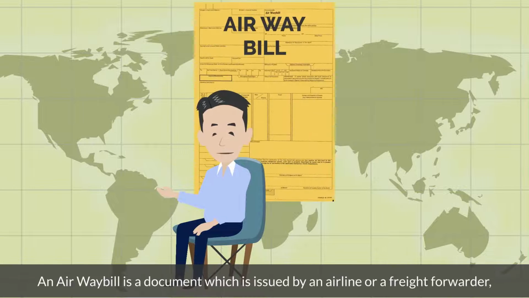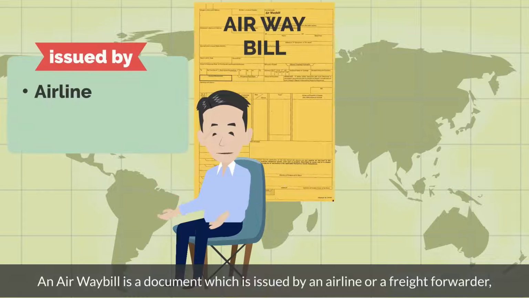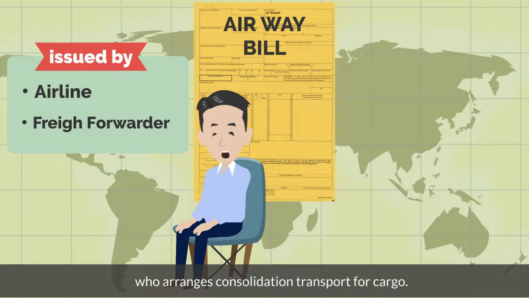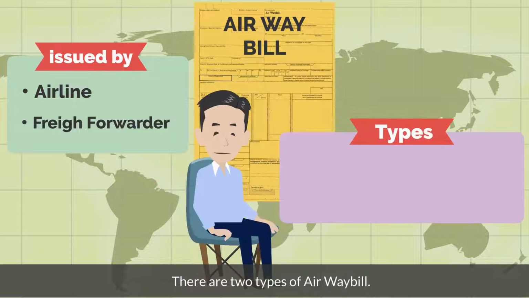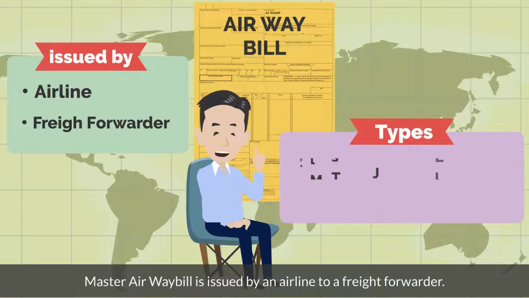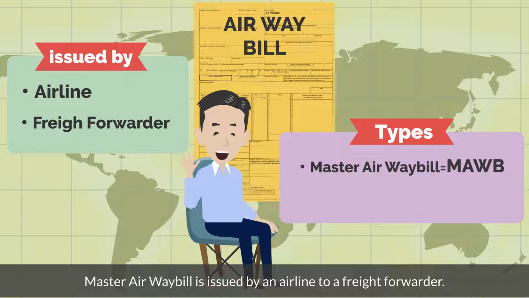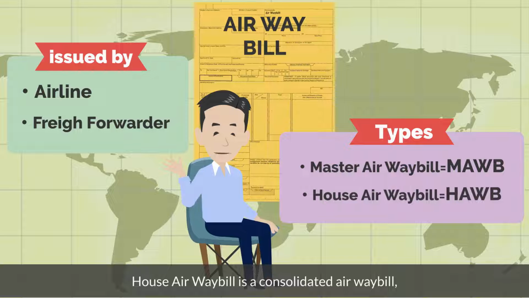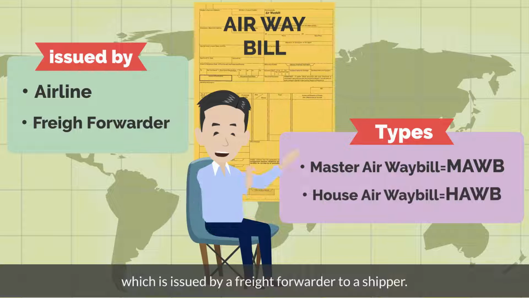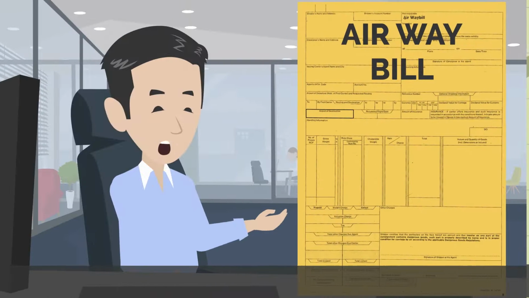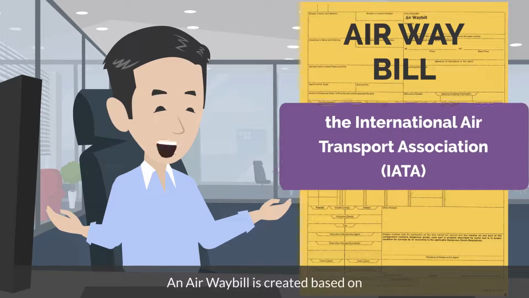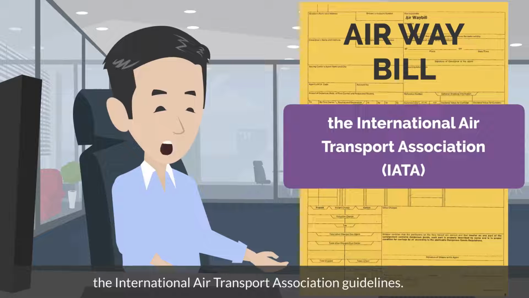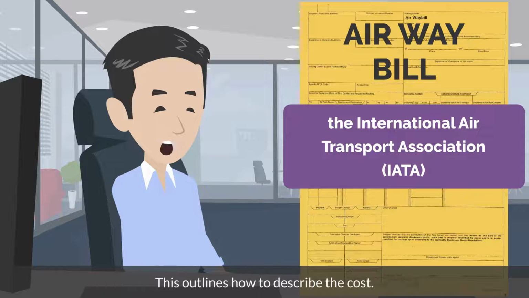An airway bill is a document which is issued by an airline or a freight forwarder, who arranges consolidation transport for cargo. There are two types of airway bill. Master airway bill is issued by an airline to a freight forwarder. House airway bill is a consolidated airway bill, which is issued by a freight forwarder to a shipper. An airway bill is created based on the International Air Transport Association guidelines. This outlines how to describe the cost.